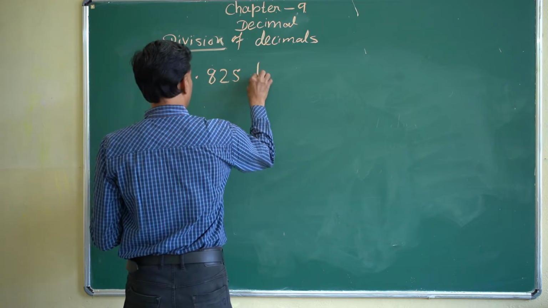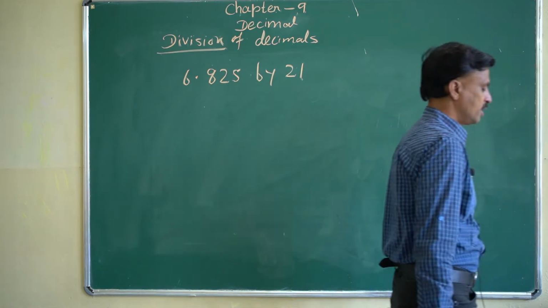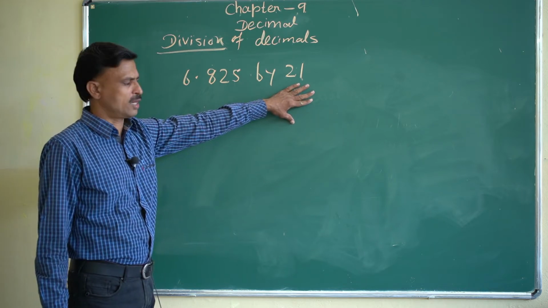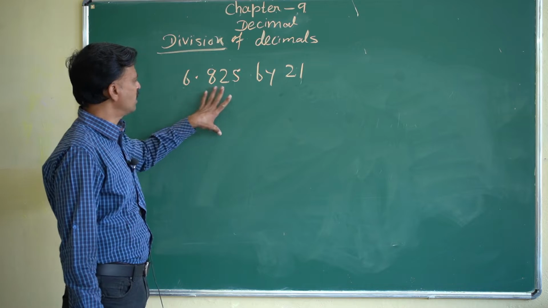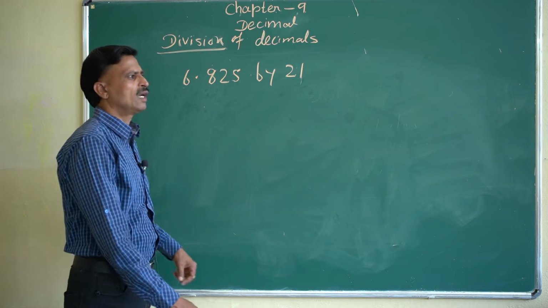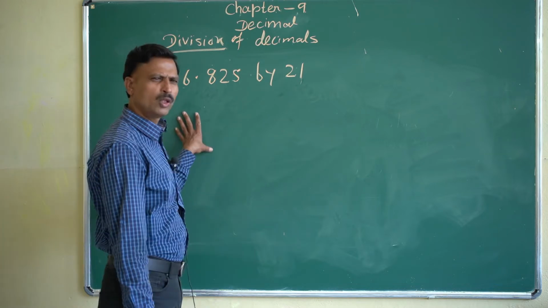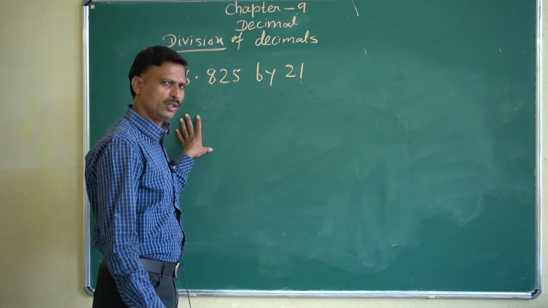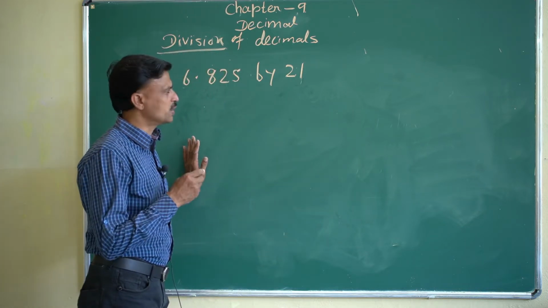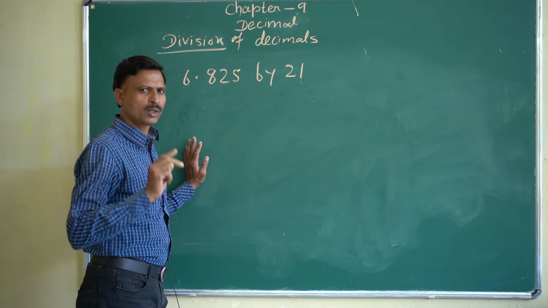that is 6.825 divided by 21. 6.825 is the one decimal number. The second number is without decimal, a simple natural number. So this decimal number will be divided by 21. How to divide is important, so I am telling you right now. First, don't take the decimal and divide. I will tell you this question in two ways, and whatever you like you can do.